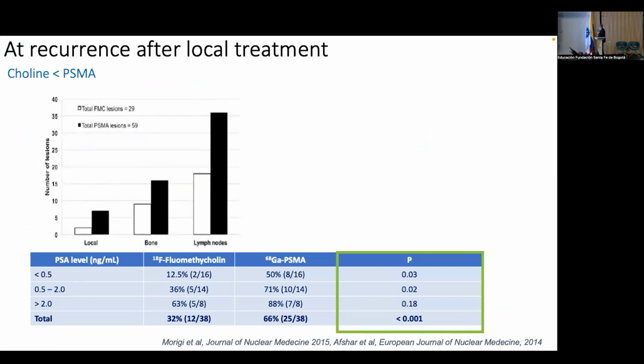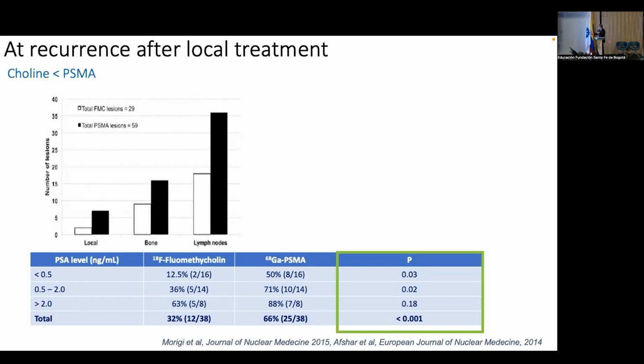So let's look at PET PSMA for recurrence after local treatment. Again, we know this study very well. We know that, of course, it's better when you consider PSMA compared to PET choline. And you see that especially for patients who have a low PSA after local treatment, less than 0.5, you increase the sensitivity from 12% for the choline to 50% with the PET PSMA, and the difference was statistically significant. So clearly, PET PSMA is working better than choline, especially with patients with low PSA.